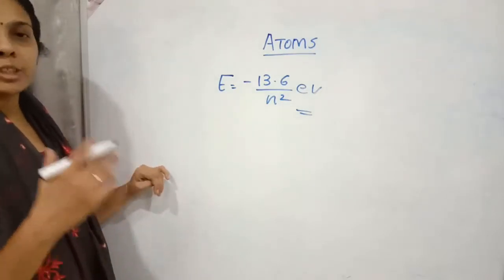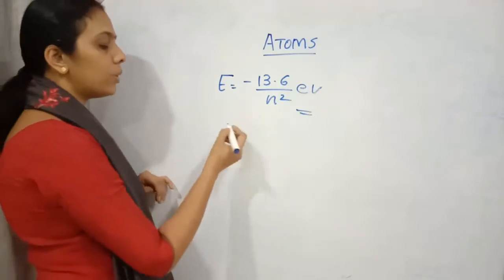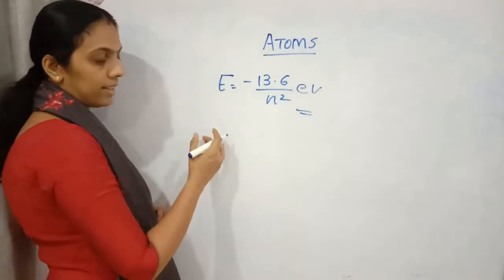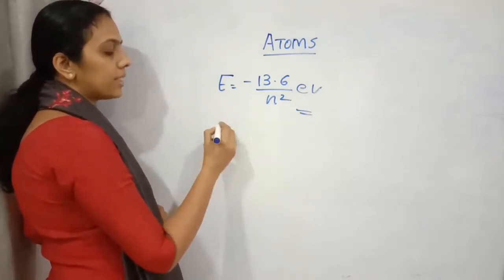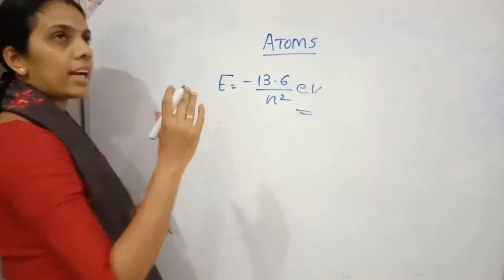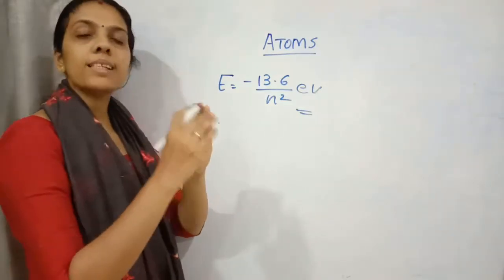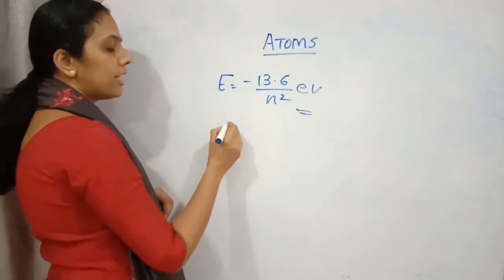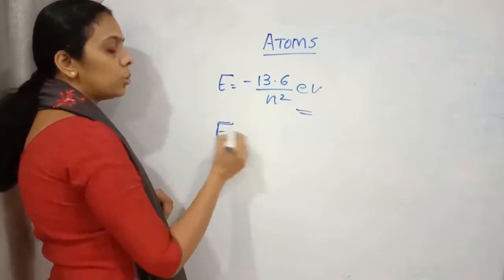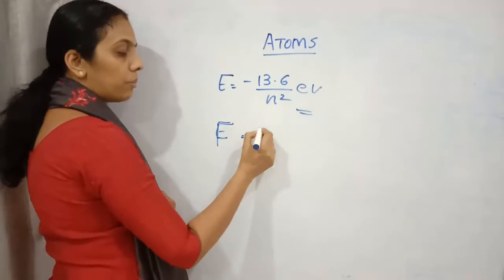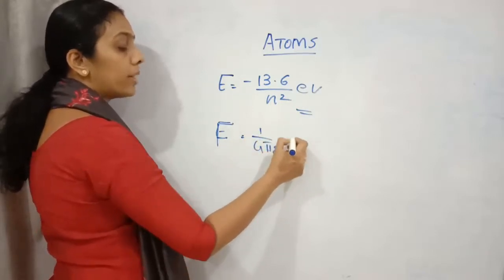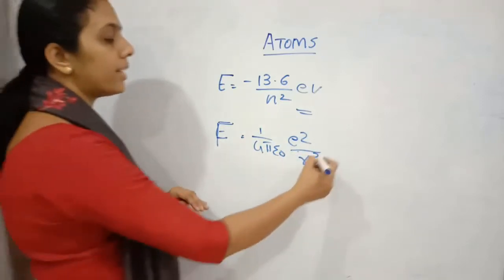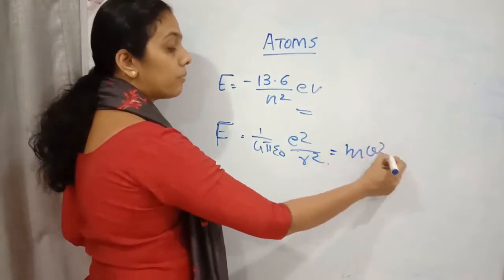To find the energy of an electron in one of the orbits, how can we find the kinetic energy, potential energy and total energy, and what is the relation? Here there is a force of attraction between the nucleus and the electron. For a hydrogen atom, the electrostatic force of attraction between the nucleus and the electron is 1 by 4 pi epsilon 0 q1 q2 divided by r square, and we can equate that to mv square by r.